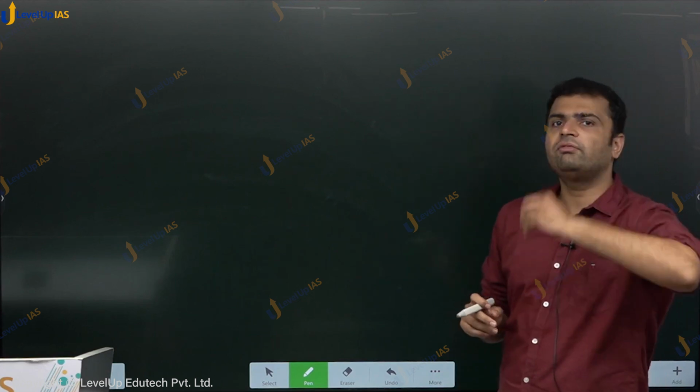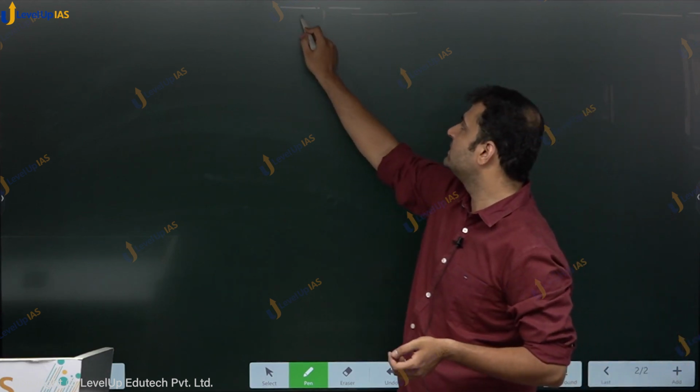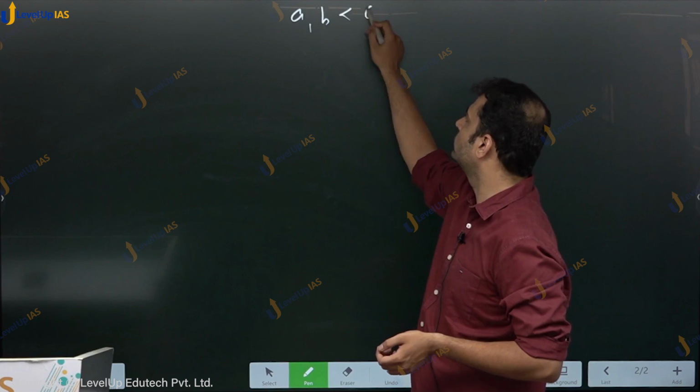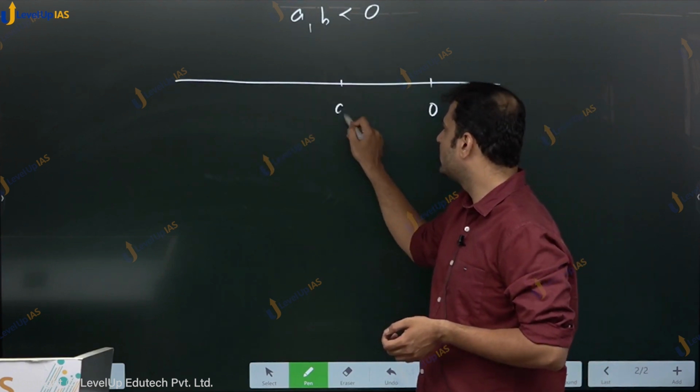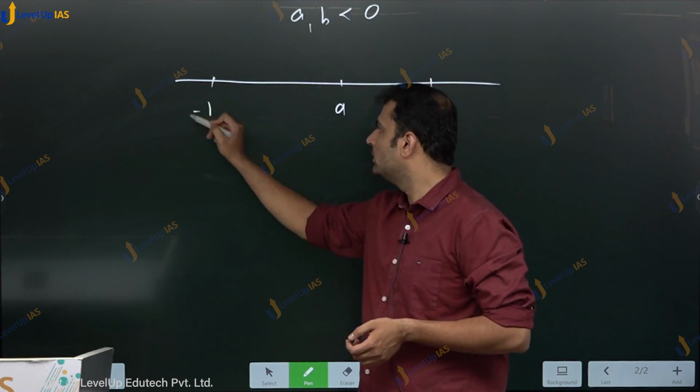Next case, what if both the numbers are less than 0? Like a and b are both less than 0. तो यहाँ पे अब 0 है, यहाँ पे let us say a है and यहाँ पे let us say b है.